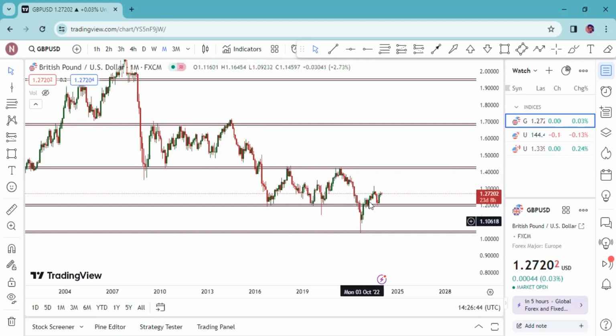The market breaks this line. You buy here. The market breaks this line: breakout, retest. Now you buy here at this point.